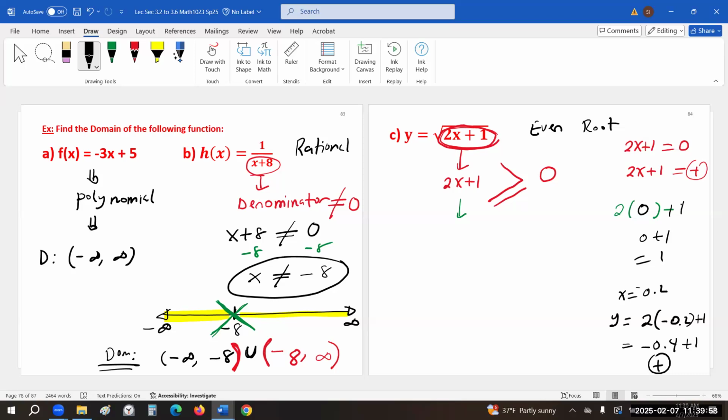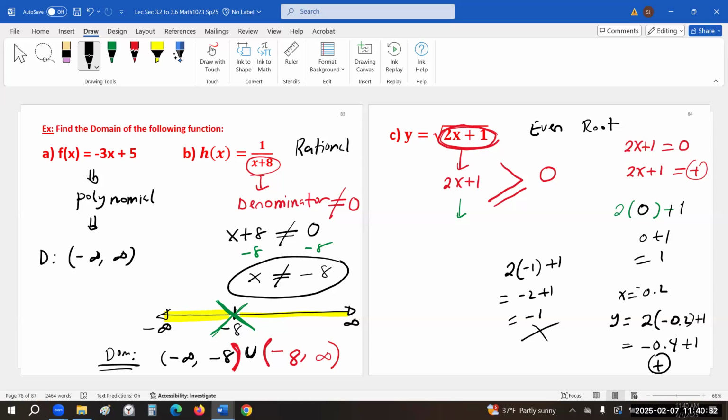So how do you know what is the smallest number we can plug in for our x? The largest number we don't know because infinity. -1, let's see. 2 times -1 plus 1, we have -2 plus 1, negative. So we definitely cannot plug in -1. It will give us -1 inside the square root. We cannot plug in -1, but we can plug in -0.2. So there are some negative numbers you can plug in, but some negative numbers you cannot plug in.